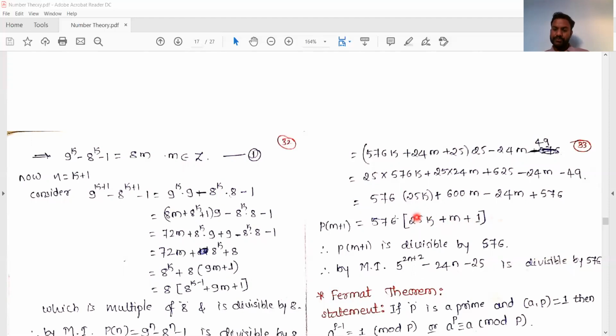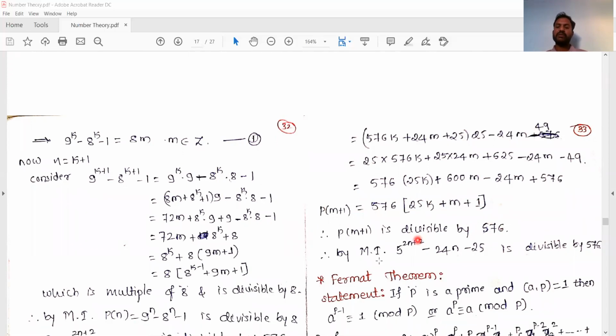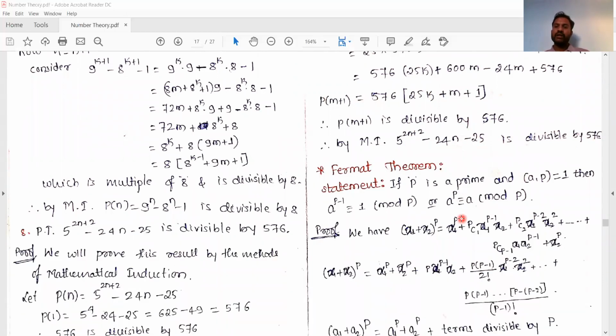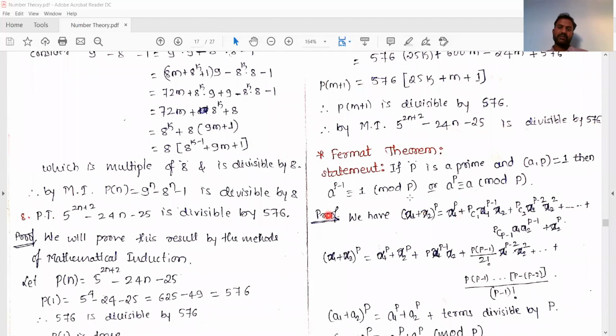In this, again it is a multiple of 576, hence it should be divisible by 576. So therefore P of m plus 1 is also true, that is, divisible by 576. Hence by mathematical induction, for every natural number n, 5 raised to 2n plus 2 minus 24n minus 25 is divisible by 576. So these are some examples I have quoted from properties of congruence.